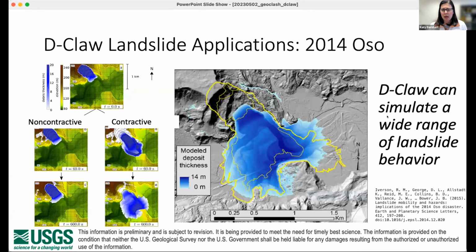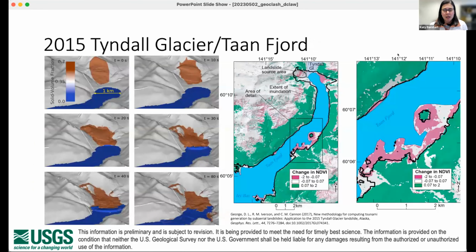Iverson and others, looking at how different material mobilities are reflected in different behavior in DCLAW in the context of the 2014 Oso event. Another example from a past event was led by Dave George, looking at the Tyndall Glacier landslide and Taan Fjord tsunami. And on the left, you can see an animation of the simulations, and on the right, you can see that the model matches well the inundation extent observed.